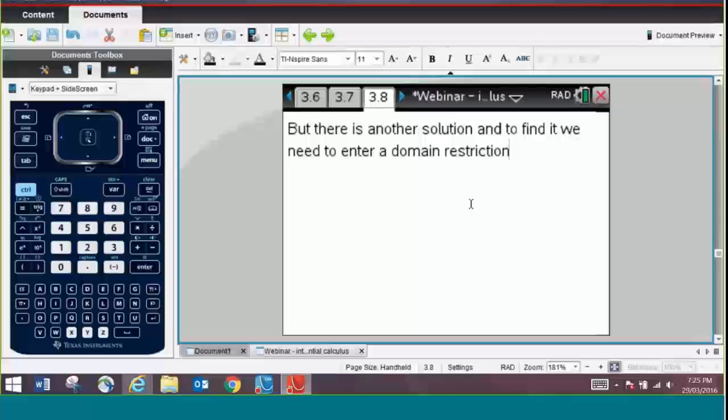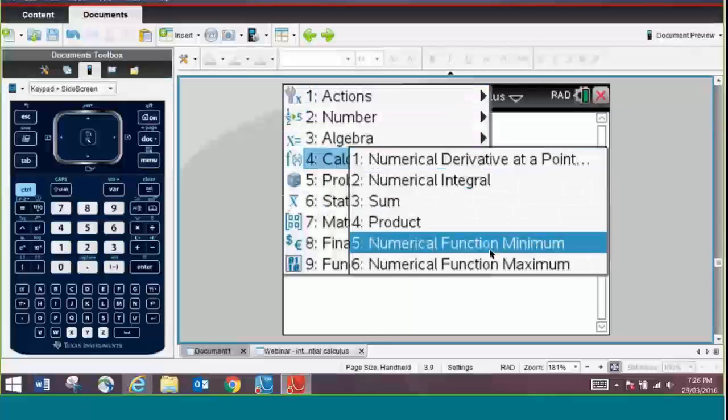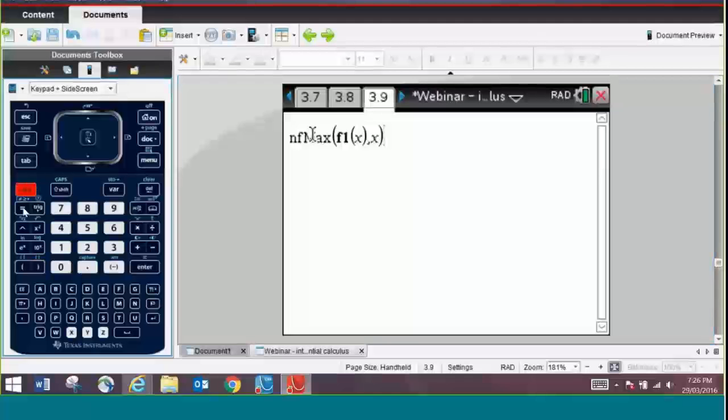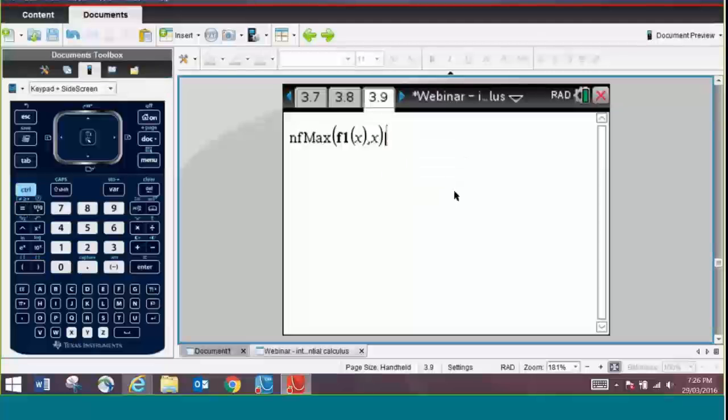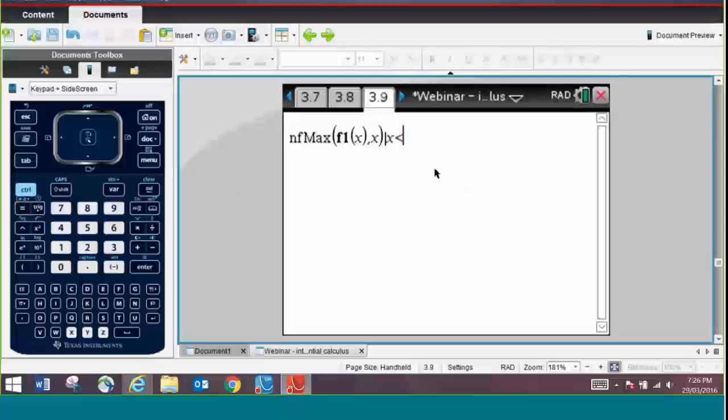But when we saw that graph, we did see that there were actually two solutions. So in order to find the second one, you'll need to enter a domain restriction. So the menu, calculus, n function maximum, f1 of x, comma x, and then a domain restriction. So we use that given symbol again. And generally, when it's trying to find solutions, it will always try and find the first solution greater than 0. So let's put in x being less than 0. And we get the second solution.